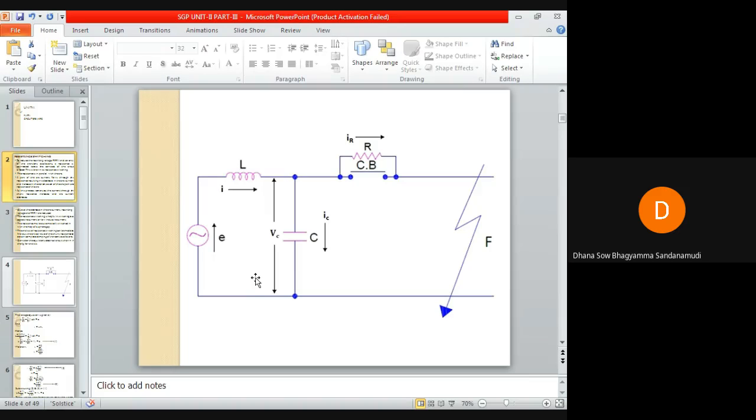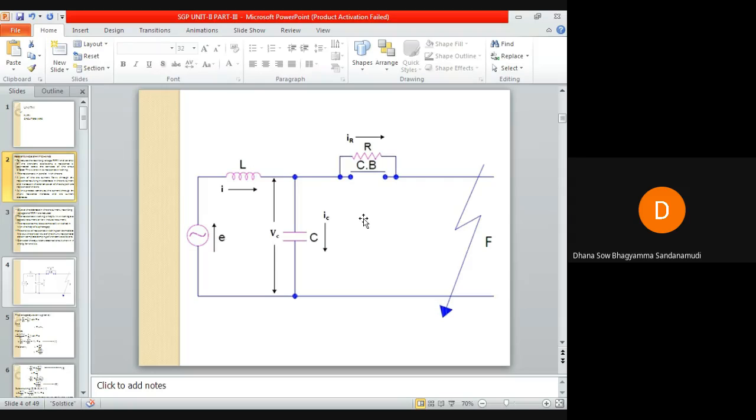Now we already know that circuit breakers are protective devices which are used in the power system, to interrupt the fault under abnormal condition. Under normal operating condition, they can be used as switches. Whenever circuit breaker contacts are open, you can see a circuit breaker here in this circuit.